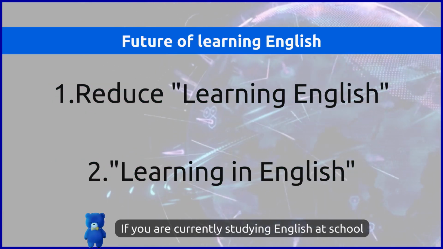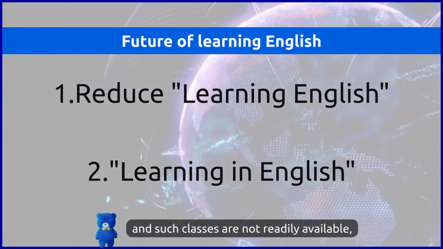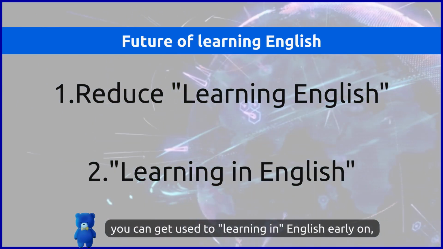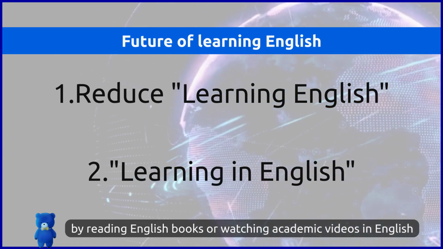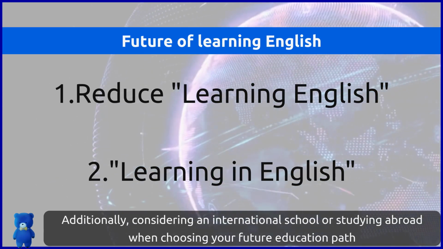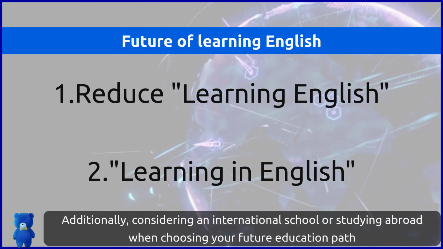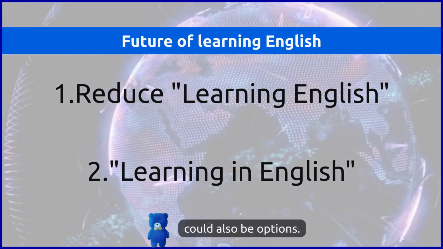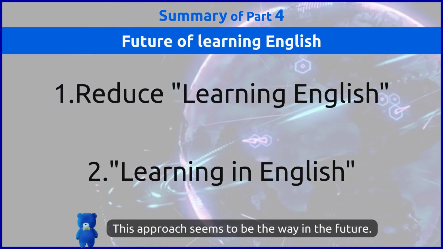If you are currently studying English at school, and such classes are not readily available, you can get used to learning in English early on by reading English books or watching academic videos in English. Additionally, considering an international school or studying abroad when choosing your future education path could also be options. To summarize English learning, this approach seems to be the way in the future.